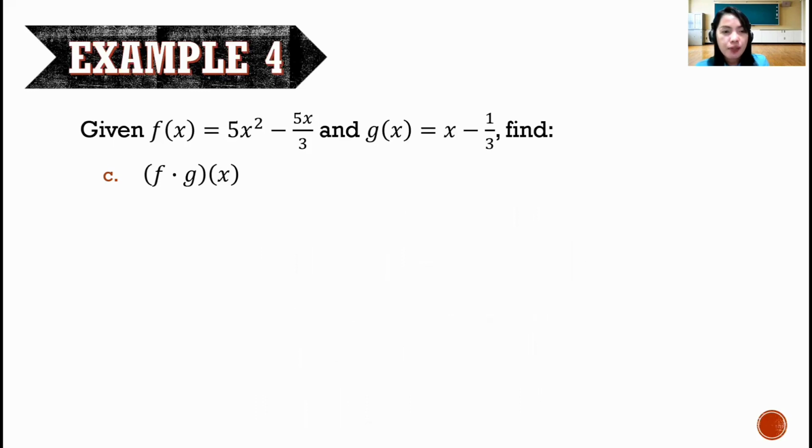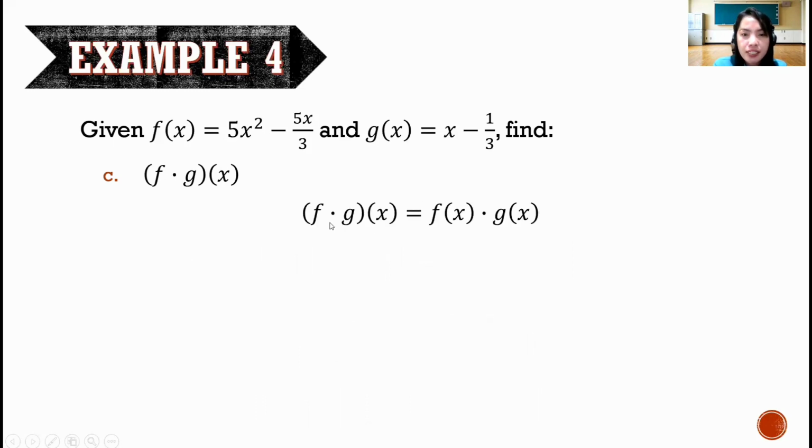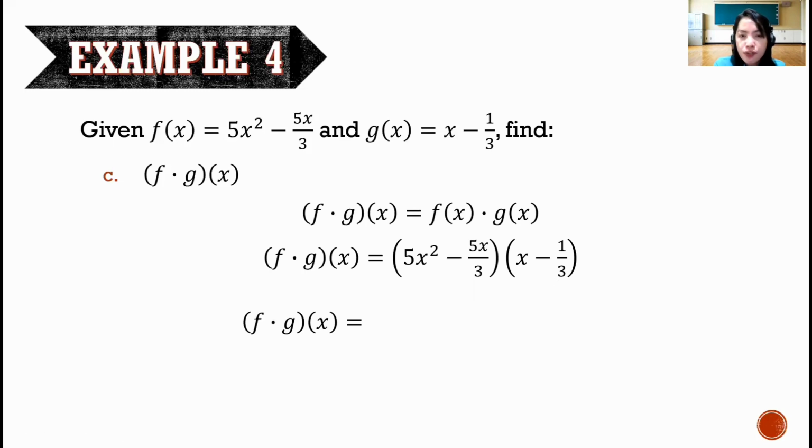And then letter C, we have f times g of x, same functions. From the definition, that is equal to f of x times g of x. So we're going to get the values of f of x and g of x. We're going to multiply these two functions. So same procedure, first term multiplied to first term on the second function, first term to the second term of the second function, second term to the first term of the second function, and then second term to the second term of the second function.